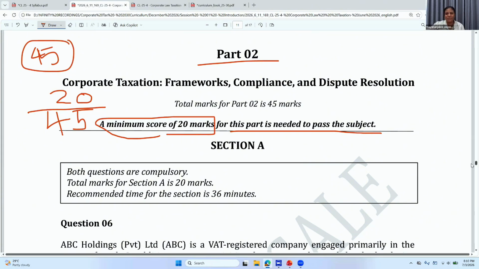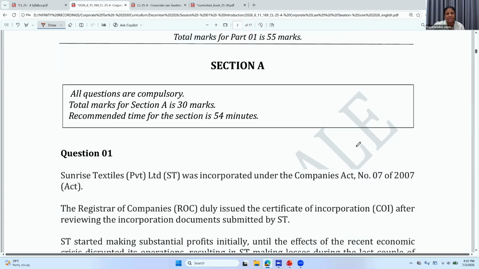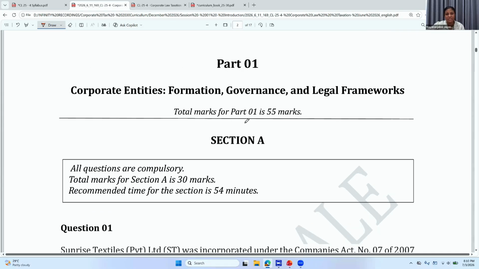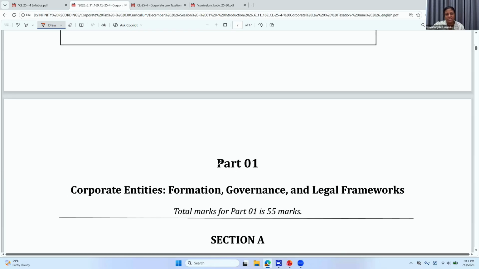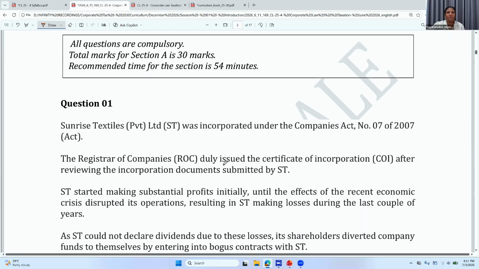Then I need to come to Part A for a while. In Part A, the total marks it has given: the total marks for Part 1 is 55 marks. All questions are compulsory. Total marks for Section A are 30, and the time. All these instructions it has given. Now you have to understand the 55 marks it has allocated for this.